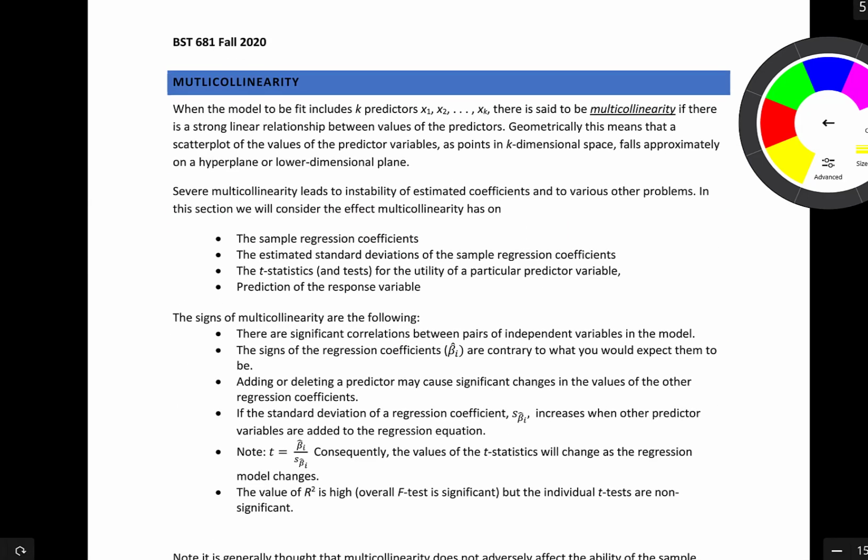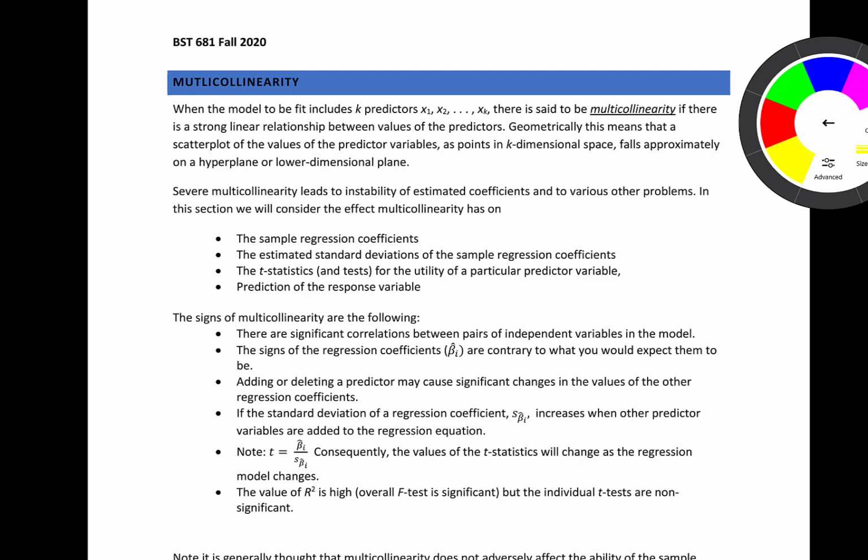Another important topic we need to be cognizant of is multicollinearity. When a model to fit includes k predictor variables, there's said to be multicollinearity if there's a strong linear relationship between values of the predictors. Geometrically, this means that the scatter plot values of the predictor variables as points in k-dimensional space fall approximately on a hyperplane or lower dimensional plane.